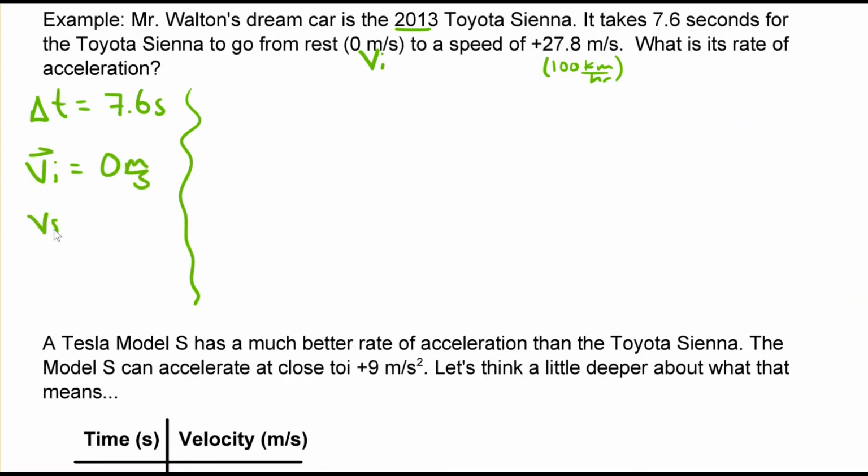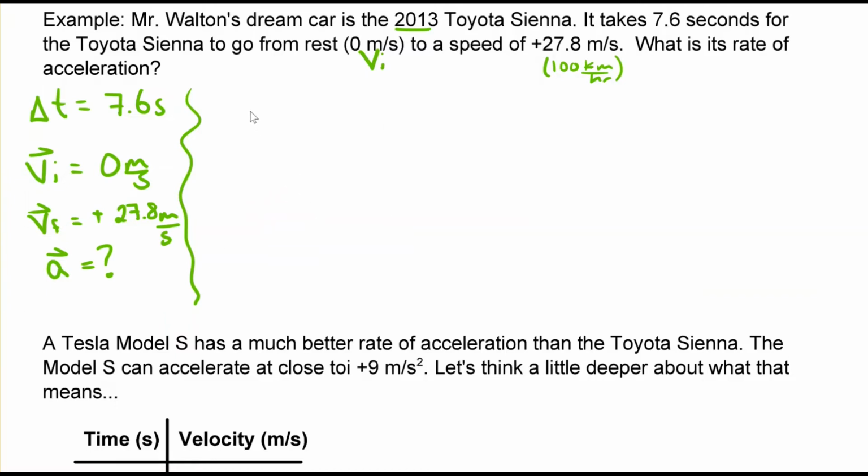And then VF looks like it's positive. Remember, this is a vector because it's got a direction on it. It's positive 27.8 meters per second. And it wants to know what is the rate of acceleration. Perfect, no problem. We can do this.